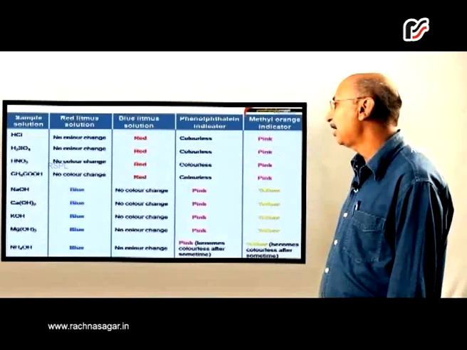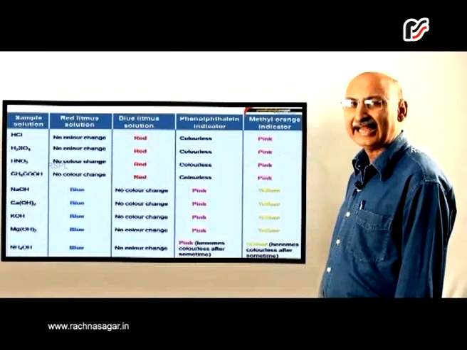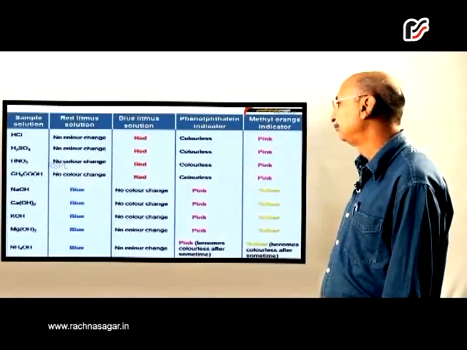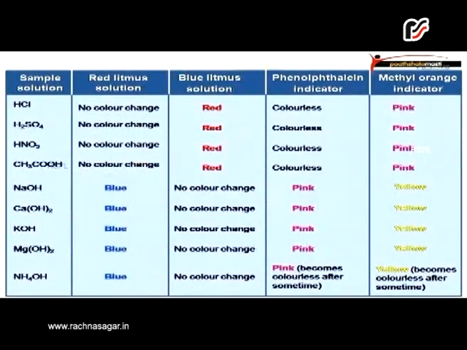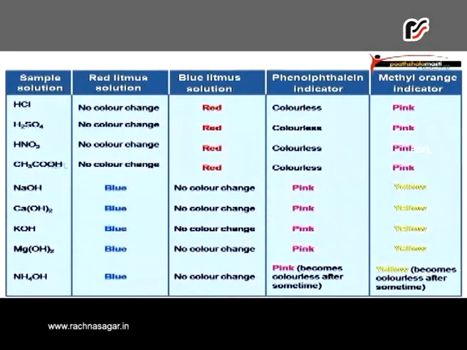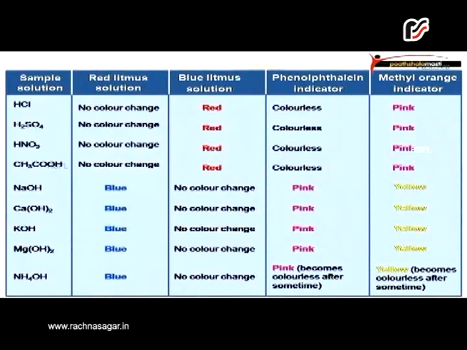Now we are going to take up how to test acid and bases in the lab. In a sample solution of HCl, if we add red litmus solution, there is no color change, and if we add blue litmus solution, it changes to red. Phenolphthalein indicator remains colorless in HCl solution, whereas methyl orange indicator gives pink color.